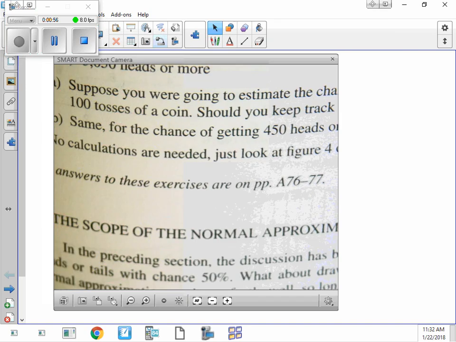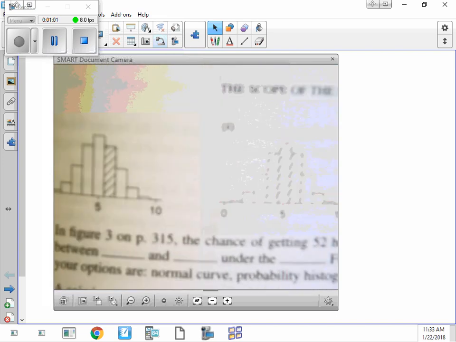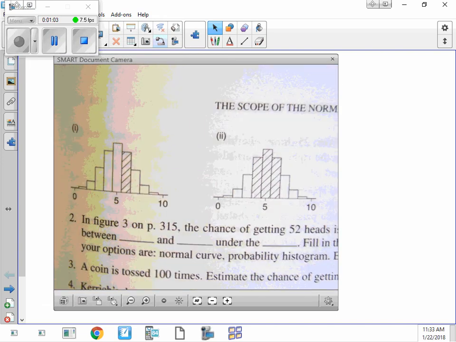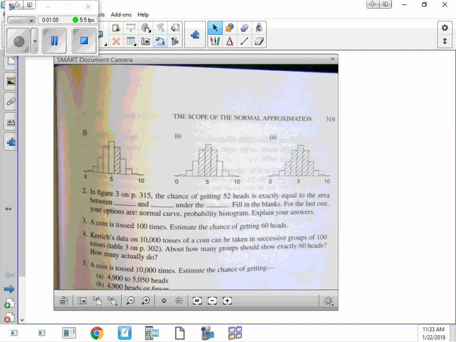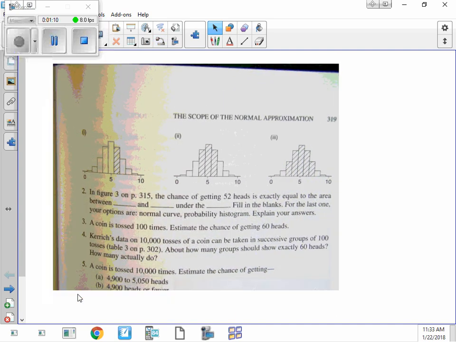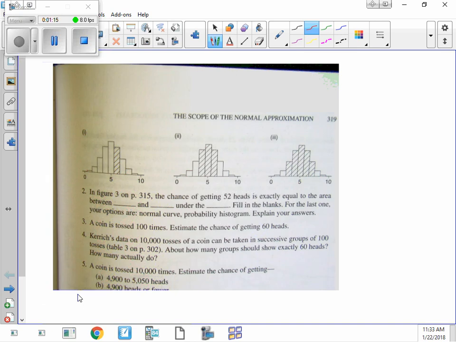So look at this table. This is the number of heads that could happen. If we flip a coin 10 times, how many heads do we expect? 5. So this right here is 1, 2, 3, 4. 5 is marked. 6, 7, 8, 9.